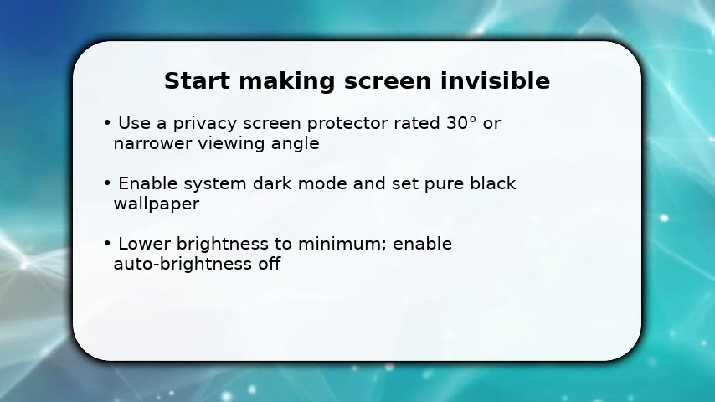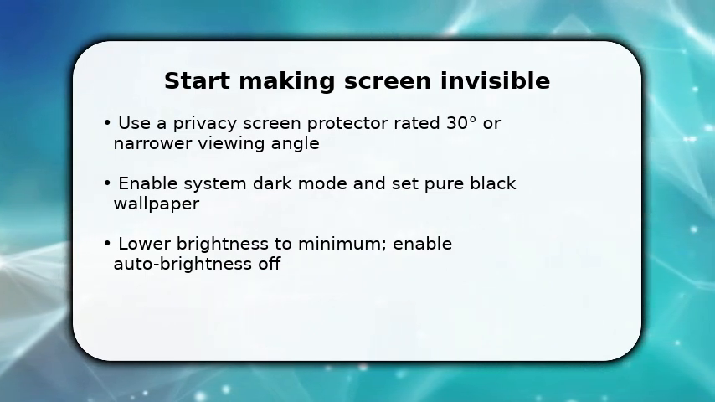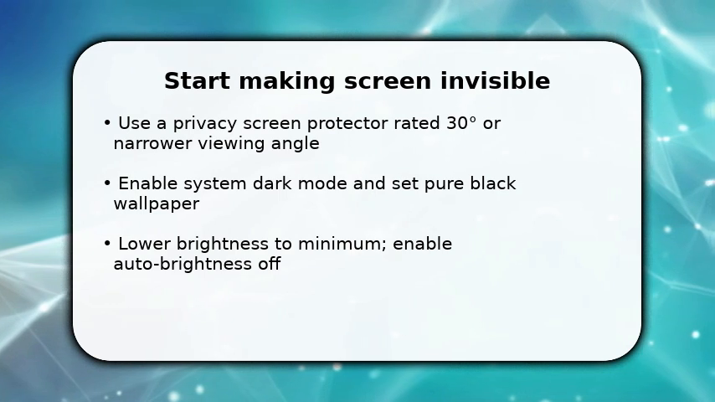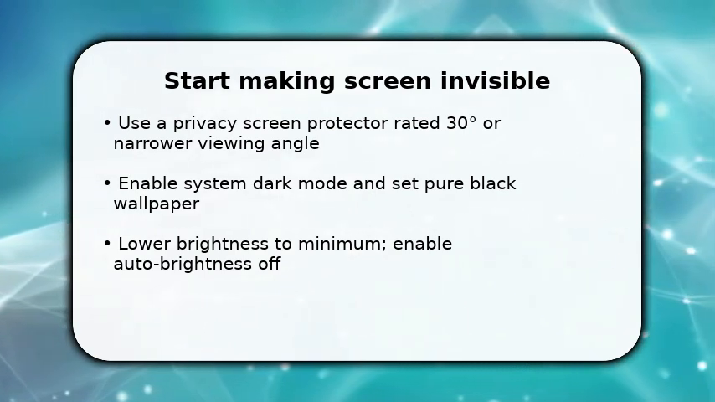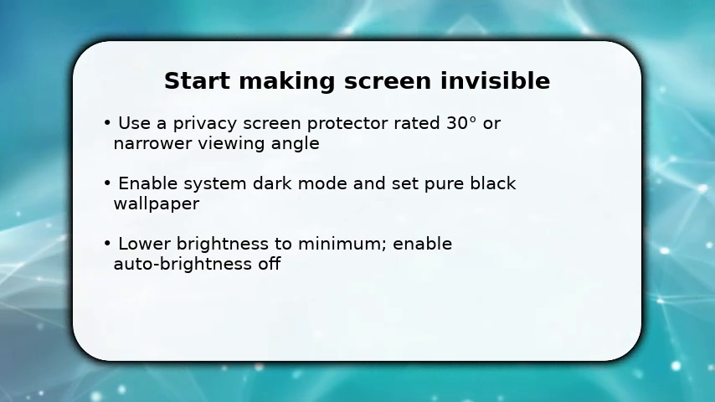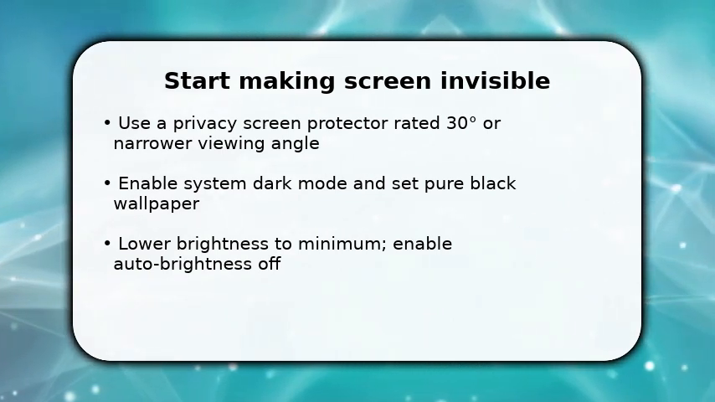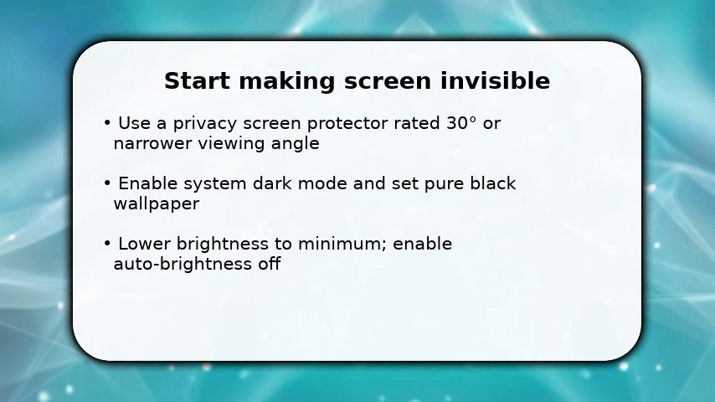This reduces emitted light. Next, drop brightness to the lowest comfortable level and turn off auto brightness, because steady, low output prevents sudden reflections. These first actions reduce visibility dramatically while keeping the screen usable for you.